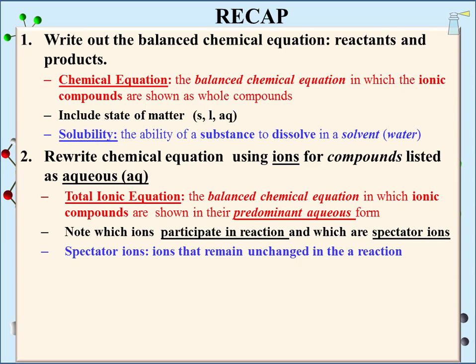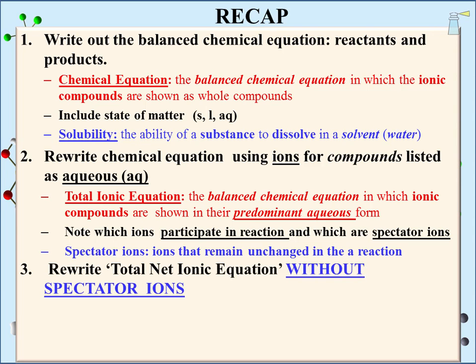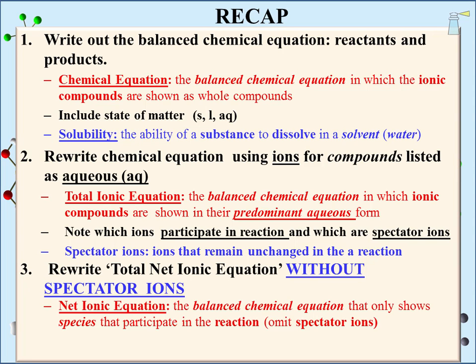Spectator ions are the ions that remain unchanged in a chemical reaction. These are dissociated ions that do not participate in the chemical reaction. They are unchanged in the reaction. Next, rewrite total ionic equation without spectator ions. The net ionic equation is the balanced chemical equation that only shows species that participate in the reaction. Finally, double check to see if the equation is still balanced. Also check to see that the reactants and products have the same net charge.